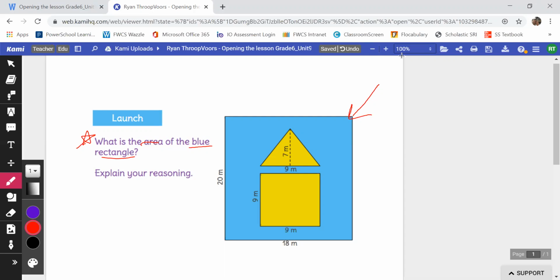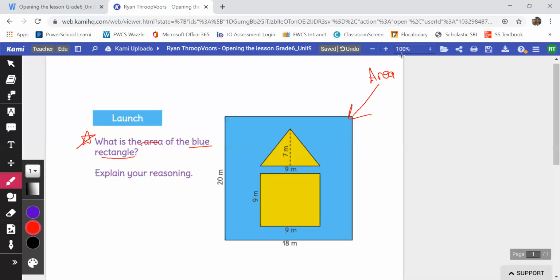I have to remove the yellow shapes from the total area of the square, or the rectangle in this case, in order to find the area of just the blue rectangle. So I'm looking at just all the blue here. So this has several steps. The first step is maybe I want to find the total area of my shape, which would include all of my yellow shapes as well.